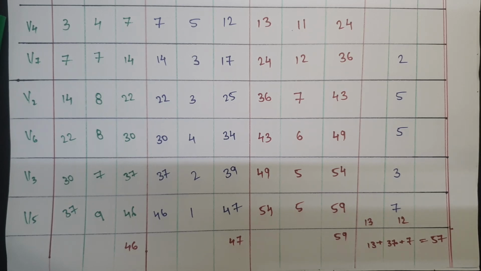So, 59 minus 46, how much? 13. Then 59 minus 47, how much is it? 12. Then 59 minus 59, how much will be? 0. The machine 1 time, machine 2 time and machine 3 time. If you add this, how much you will get? Total 57. Like this you have to solve the problem based upon the sequencing.